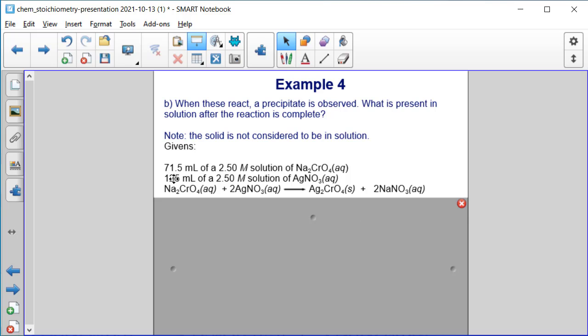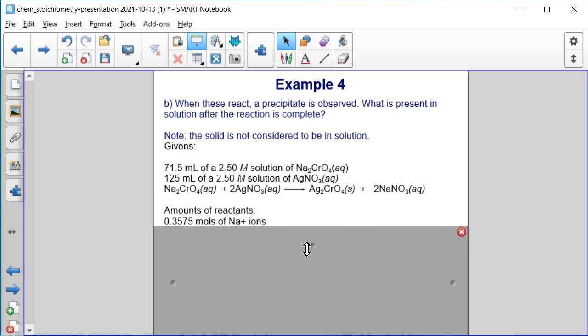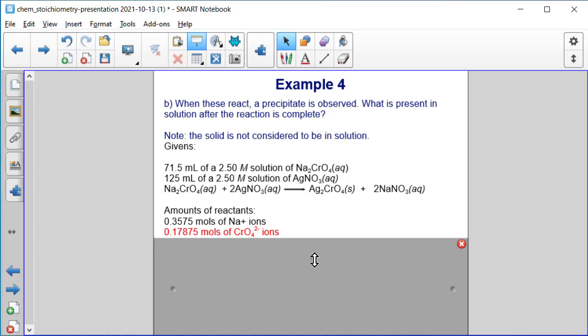So I've listed what we were given back in part A, the initial volume and concentration for each of the reactants, and I've listed the balanced chemical equation here. So what I want to do is talk through the starting amounts of each. We already found the starting amount of sodium ion in part A. If you want a walk-through of how to do that, just go back and look at what we did in part A. It's 0.3575. Based on this chemical equation, it's 2-to-1 sodium to this chromate ion, so there's half as many moles of the chromate ion that we start with.